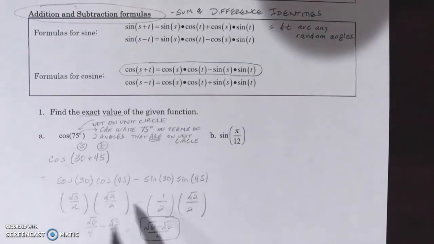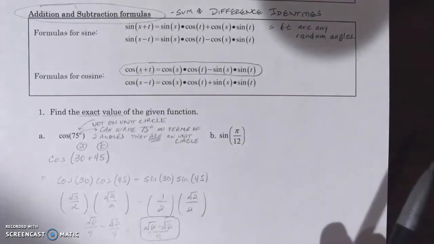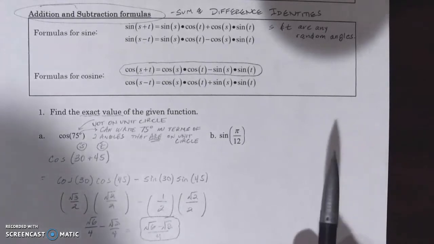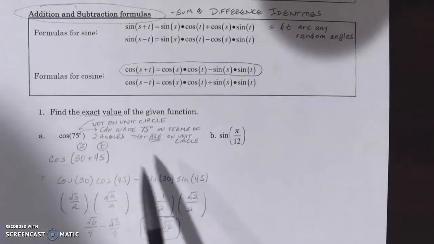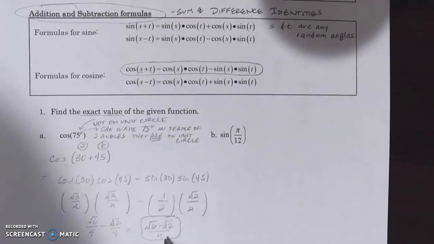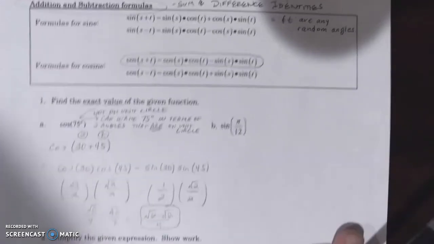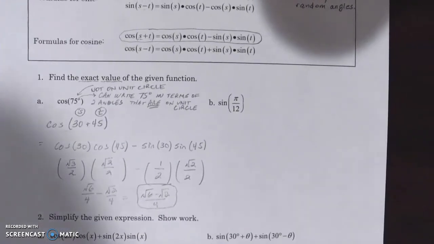You're going to notice that with any of our 15-degree reference angles, okay, or 75-degree reference angles, we're going to have some version of root 6 plus or minus root 2 on top and a 4 on the bottom. You'll start to see that occur over and over and over again.